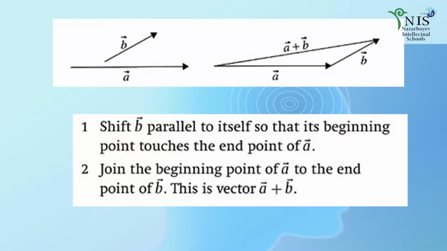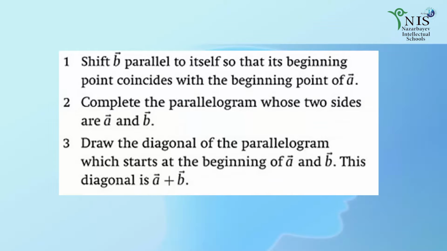For the triangle method, you are given two vectors, A and B. How can you add the two vectors? Shift B parallel to itself so that its beginning point touches the end point of A. Join the beginning point of A to the end point of B. This is the vector sum of these two vectors, equal to the third vector C.